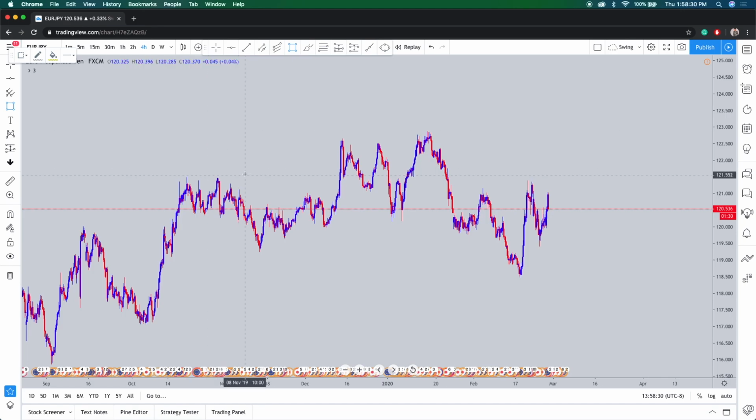Basically, it's not an exact place. On a higher time frame, it's not an exact place where the liquidity is at, right? It's not at a specific number. Oh, there's a ton of liquidity at 121.5. Not quite, right?